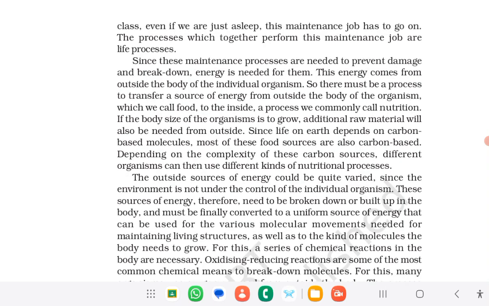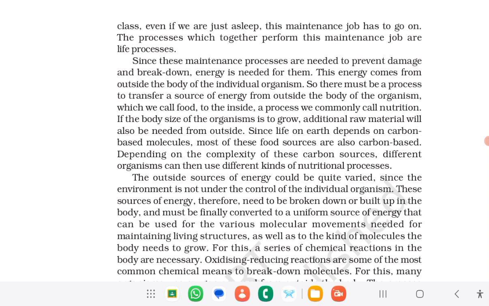Since these maintenance processes are needed to prevent damage and breakdown, energy is needed for them. This energy comes from outside the body of the individual organism. So, there must be a process to transfer a source of energy from outside to the body of the organism, which we call food, to the inside, a process we commonly call nutrition.